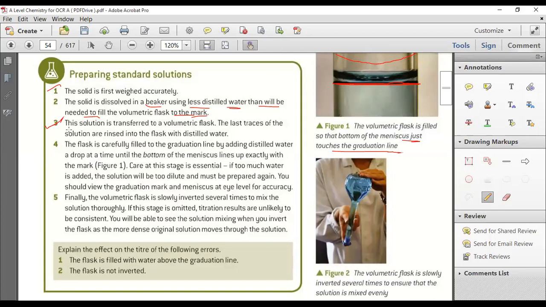Clear? Third point: this solution is transferred to a volumetric flask. The last traces of the solution are rinsed into the flask with distilled water. Now, suppose you are doing it in some separate beaker. You need to put everything into that particular volumetric flask, including whatever last amount is left in that beaker.